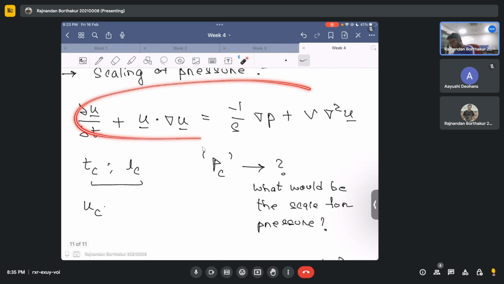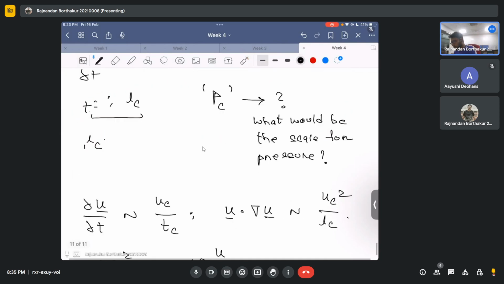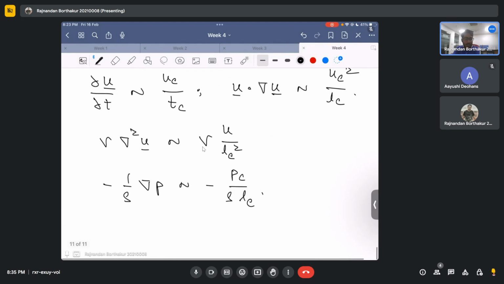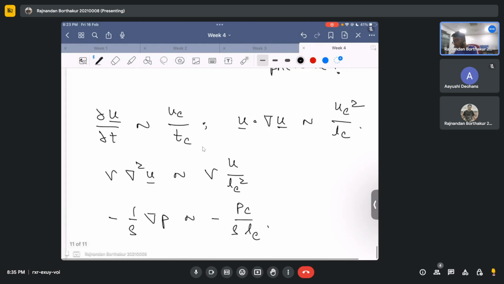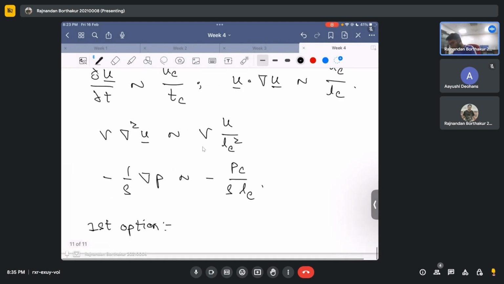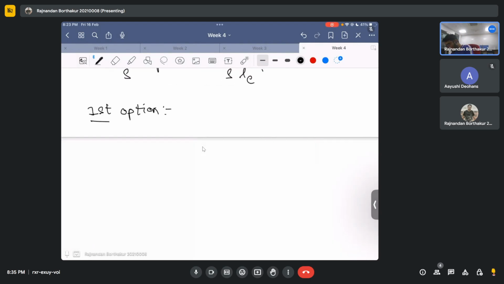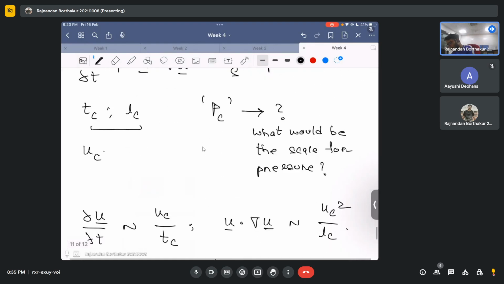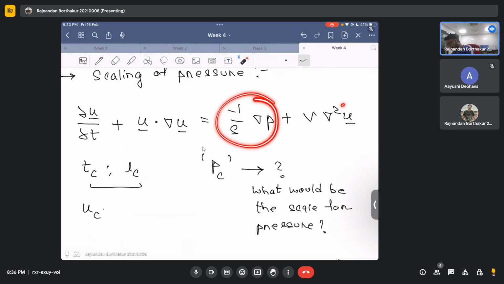Okay. All right. So here lies the ambiguity. I say this is an ambiguity because we now have two options. So I will write the first option. The first option is that my pressure term can scale as the viscous term, which means that the scale of this term is equal to the scale of this term.